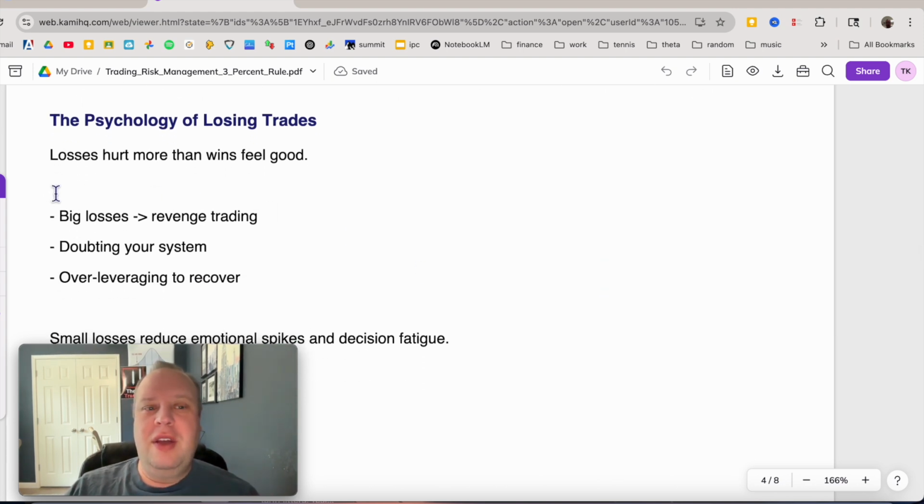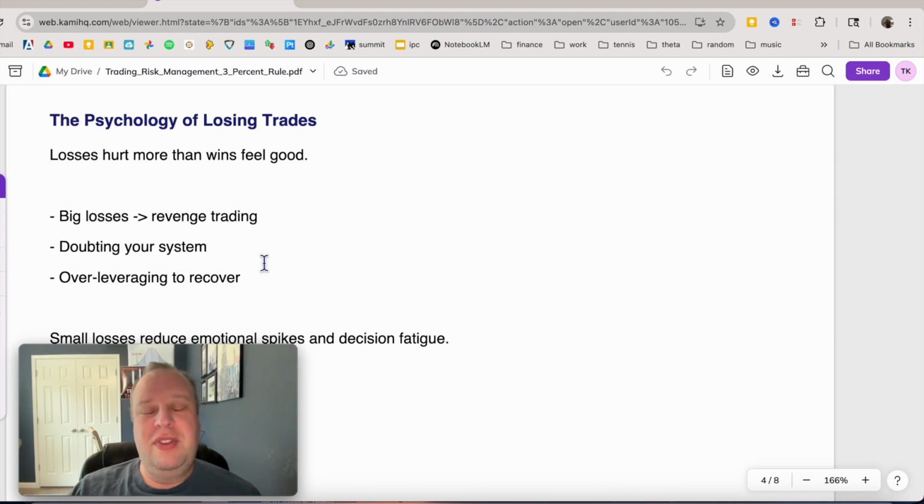What happens with big losses is you get revenge trading. Like, I need to make this back, so I'm going to do another trade that's going to make me break even. But then you may not be following your actual trade mechanics or taking the trade for the right reasons. And then there's a possible greater chance that it may not even work out, which just amplifies your losses even more.